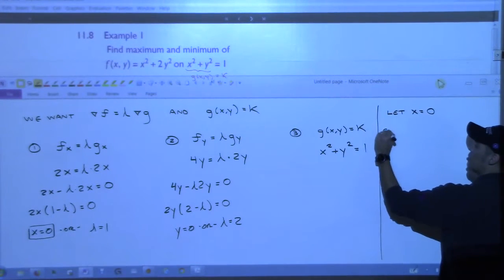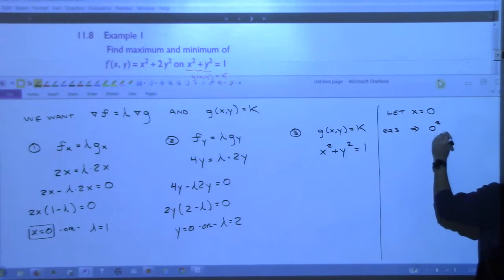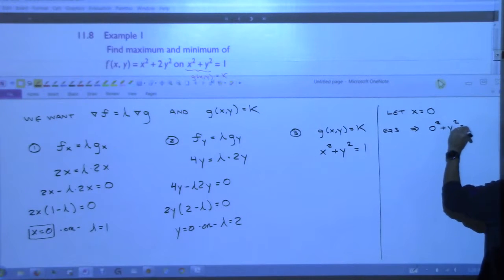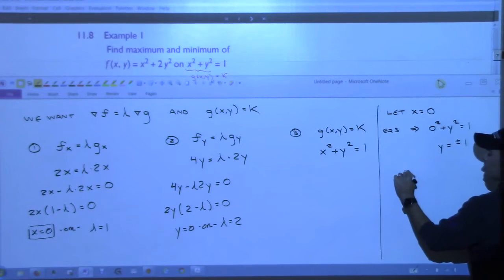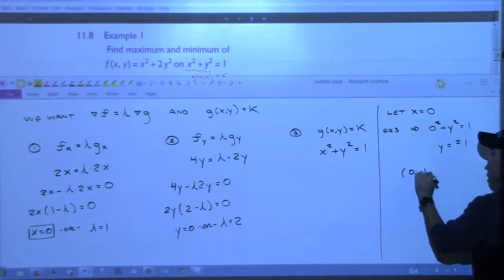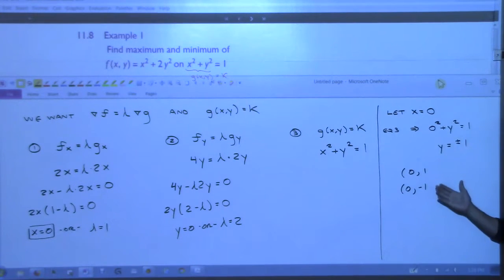Equation 3 would imply that 0 squared plus y squared would have to be 1, right? And that would mean that y would have to be plus or minus 1, right? You take the square root on both sides. So far it looks like this. As an ordered triple, if x is 0, I could get y is 1. And if x is 0, I could get y is negative 1. Does that make sense? Now, we still would need to figure out what lambda would have to be in this case.